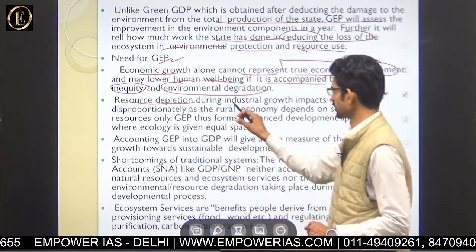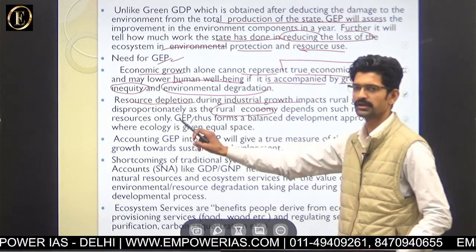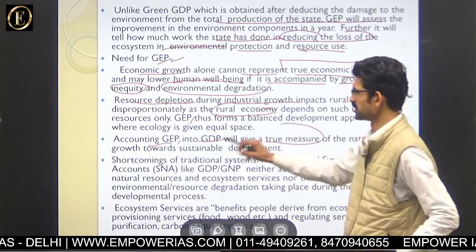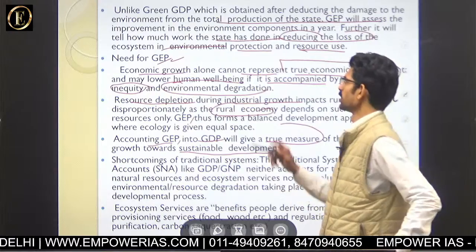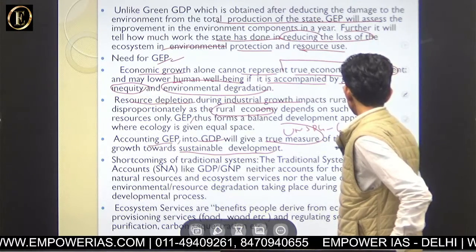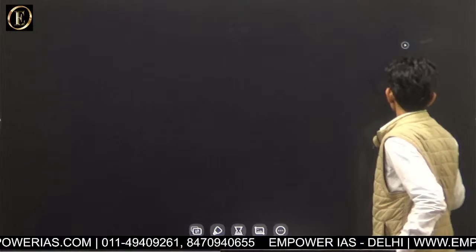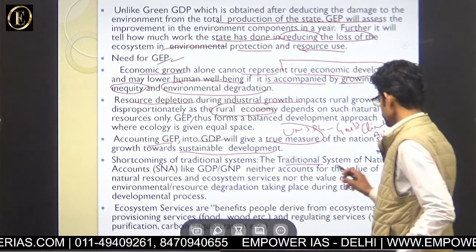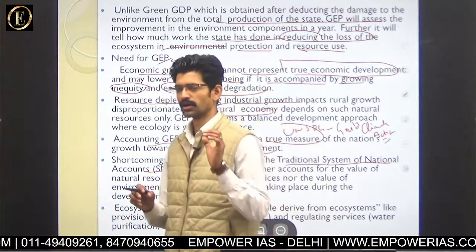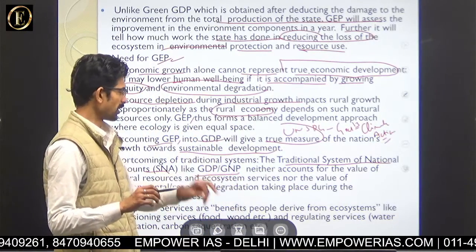So resource depletion during industrial growth is also leading to a disproportionate rural economy, which depends on green environmental products. Further, accounting green environment product into GDP will give a true measure of the nation's growth towards sustainable development. There are the United Nations Sustainable Development Goals, and Goal 13 reaches for climate action. Goal 13 climate action again makes for a very important part of the green economy, compared to the traditional system of national accounts SNA like GDP and GNP, which are neither part of the accounting system of India, which again caters to economic and environmental protection under these value chain measures.